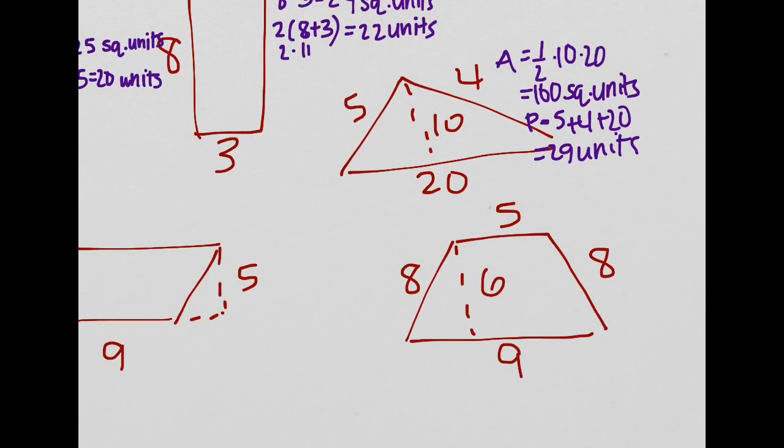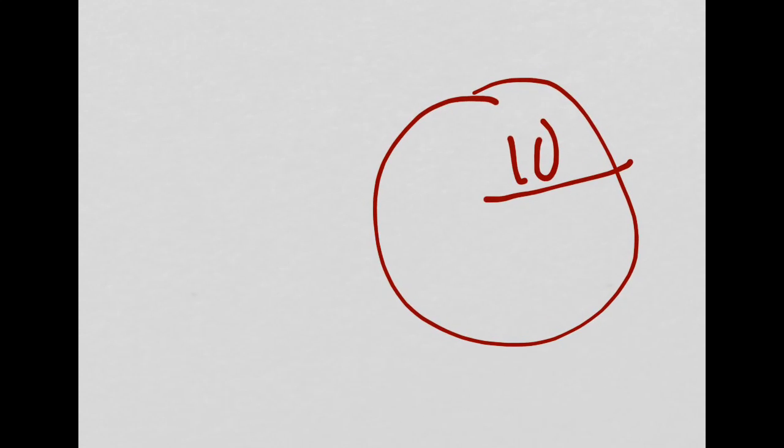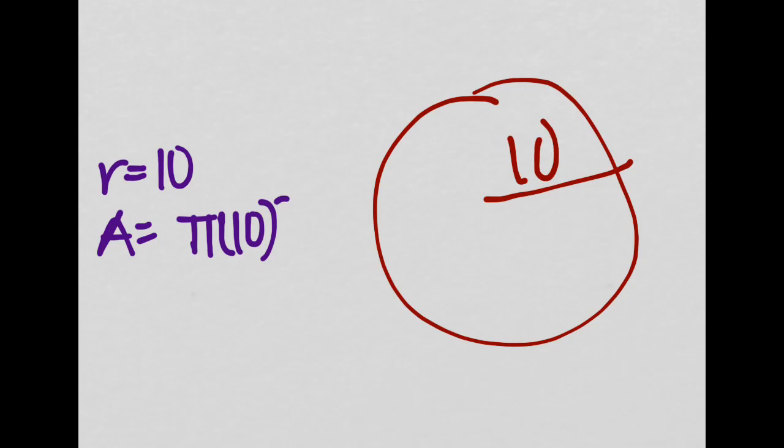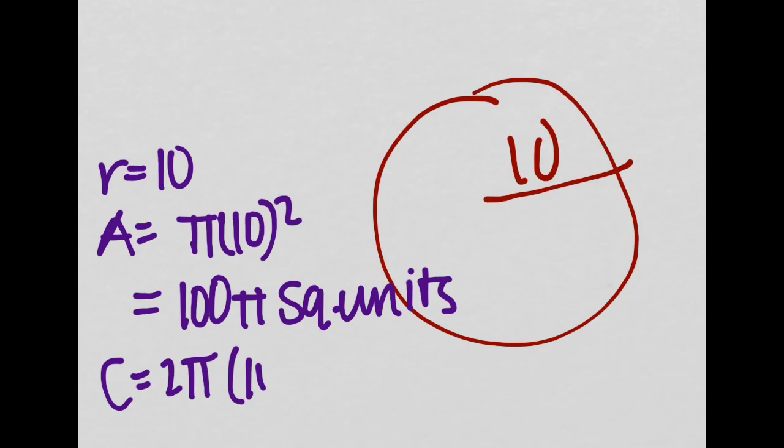Okay, great. Now let's take a look at this circle. This circle has radius 10, so that we know that the area is equal to pi 10 squared. So this is equal to 100 pi square units. And the circumference is equal to 2 pi r, or 10. So this is equal to 20 pi units.